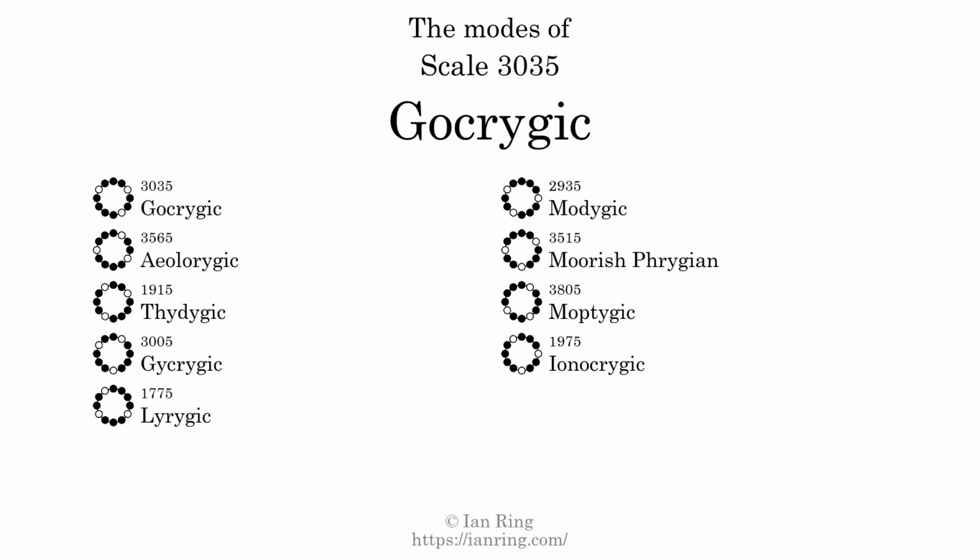The ninth and last mode is scale 1975, also known as Gocrygic. It sounds like this.